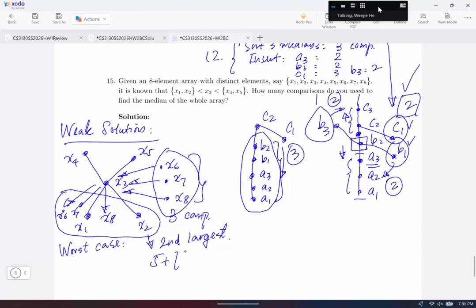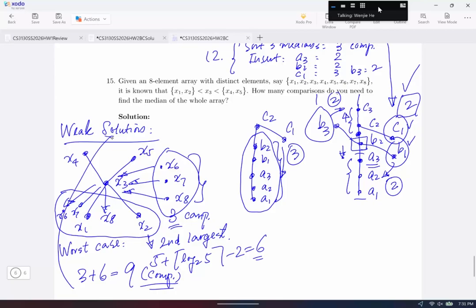5 plus 5 minus 2, so 3, so 8, 6, right? So 3 plus 6, 9. So 9 comparisons, that's the weak solution. Okay, yeah. 8 comparisons, standard solution. 7 comparisons, strong solution. Yeah.